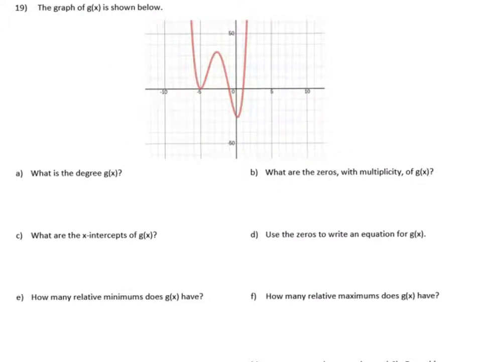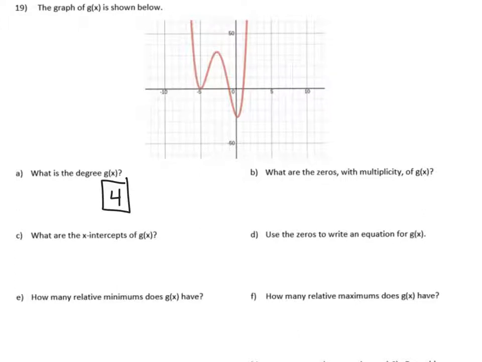All right, and the last one we're going to take a look at is number 19. So number 19 gives us a graph of f of x, and the first thing they want to know is, what is the degree? So by looking at it, I would think, let's see, we have 1, 2, 3, 4 directions. So I would assume this to be a 4th degree polynomial.